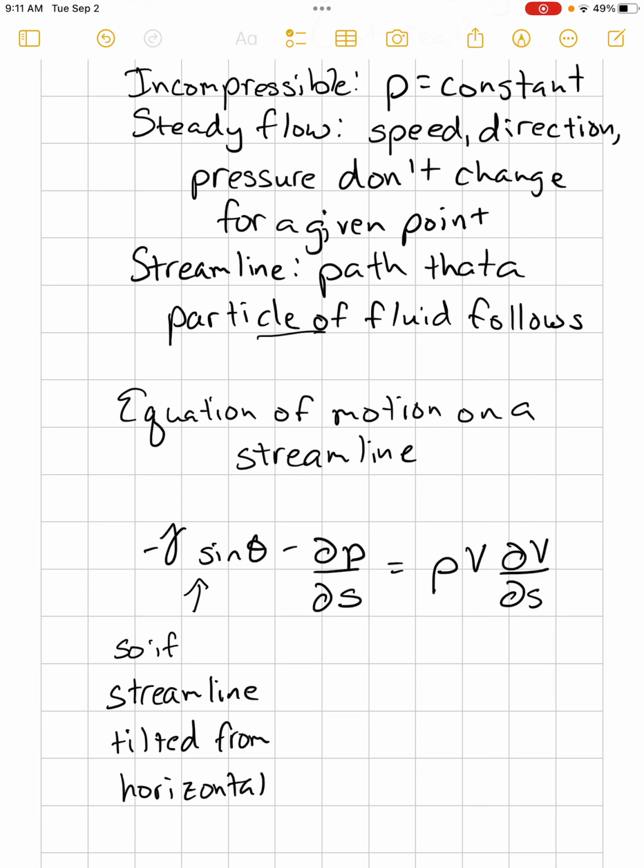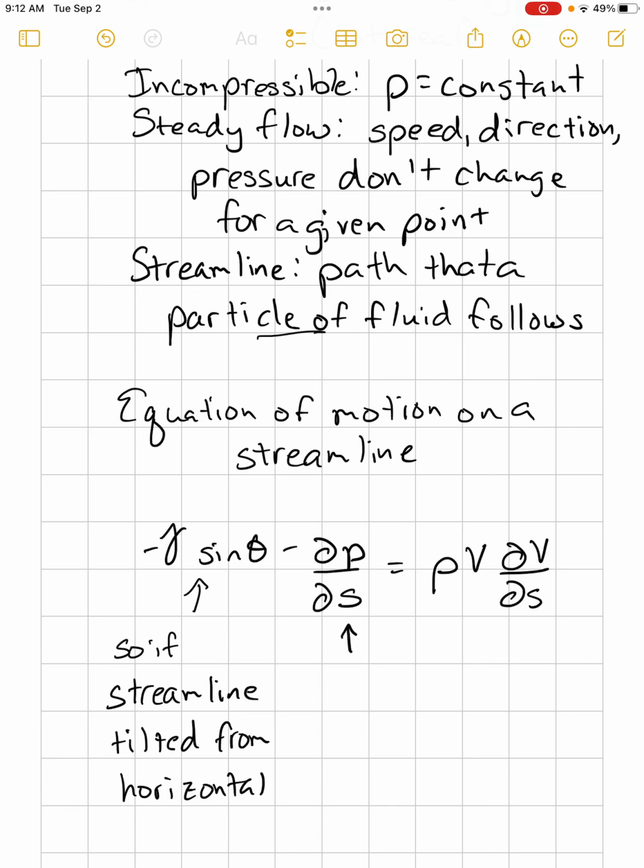basically that's going to tell us that that particle, and these particles may not necessarily be individual molecules, maybe they're little pockets of fluid, if you want to think of it that way. If the streamline is tilted, that means it's going to be pushing the particle upward or downward, and that's going to change its gravitational energy.